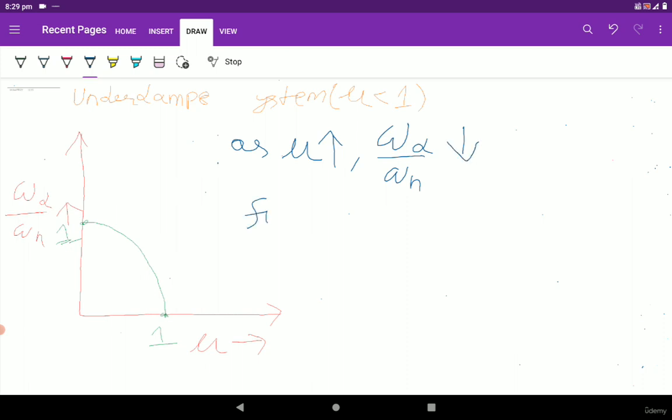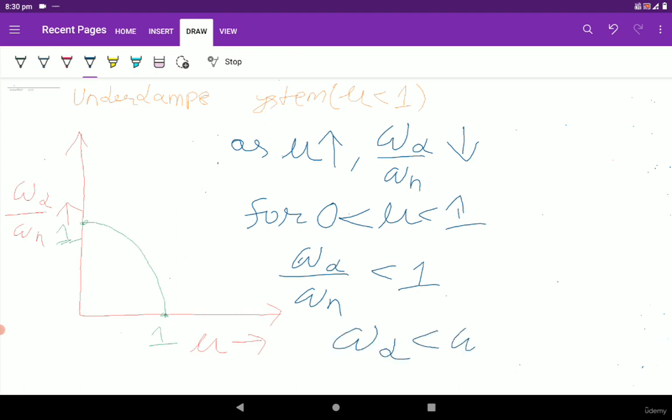So for this condition, the ratio of omega d by omega n is less than 1. So we can say the damped frequency is less than the natural frequency. So this is our main takeaway. This is the main takeaway from this lecture.